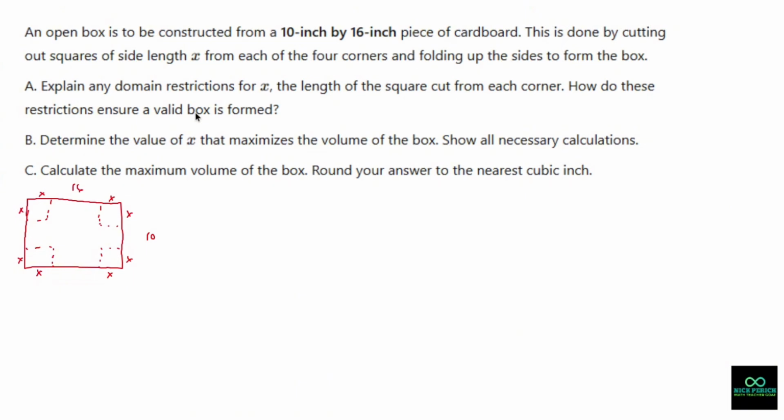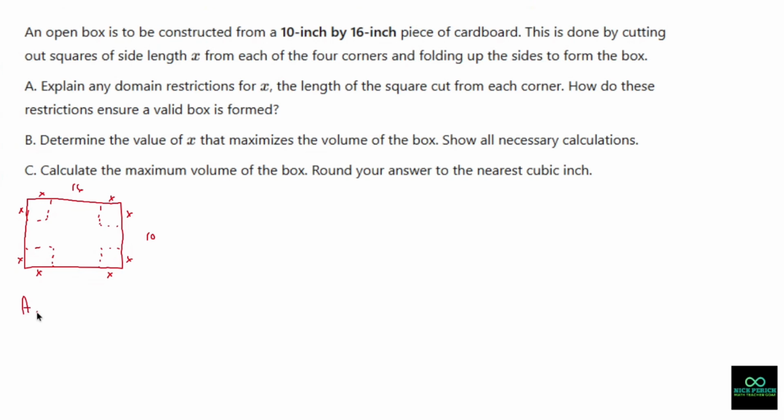Explain any domain restrictions for x, the length of the square cut from each corner. How do these restrictions ensure a valid box is formed? Well, the restrictions are basically saying what x values am I allowed to use. I can't just say I'm going to cut 15-inch or 20-inch squares out of each corner, because I don't even have that much cardboard. So what is the smallest possible value that I can use?